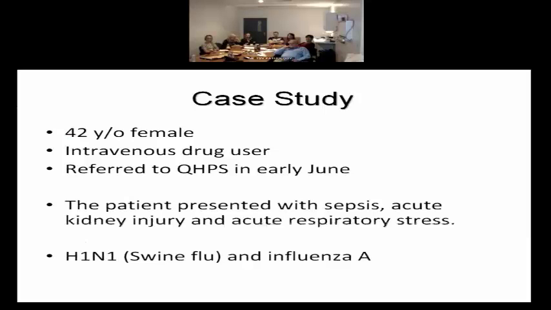So here's my case study. A 42-year-old female with a history of intravenous drug use. The patient was referred to the hospital in early June and presented with sepsis, kidney injury, and acute respiratory stress. It was also found that the patient had influenza A and H1N1, or swine flu, as it's more commonly known. Blood samples were taken from the patient and placed into the automatic blood culture machine to confirm the presence of an organism in the blood.